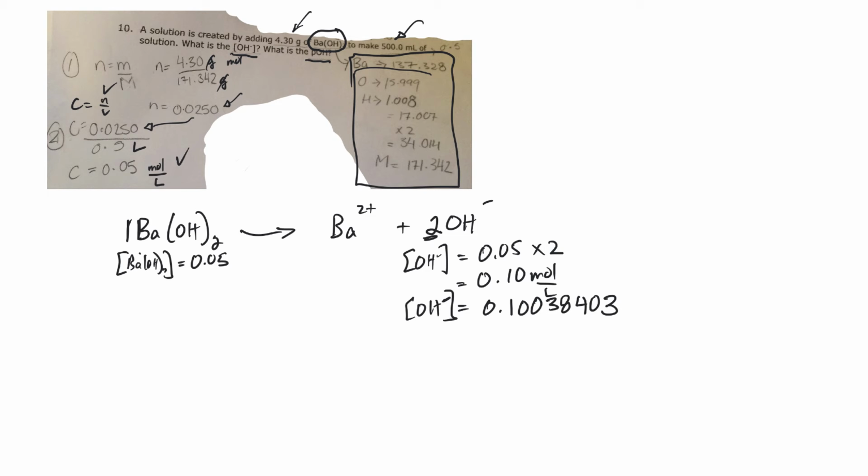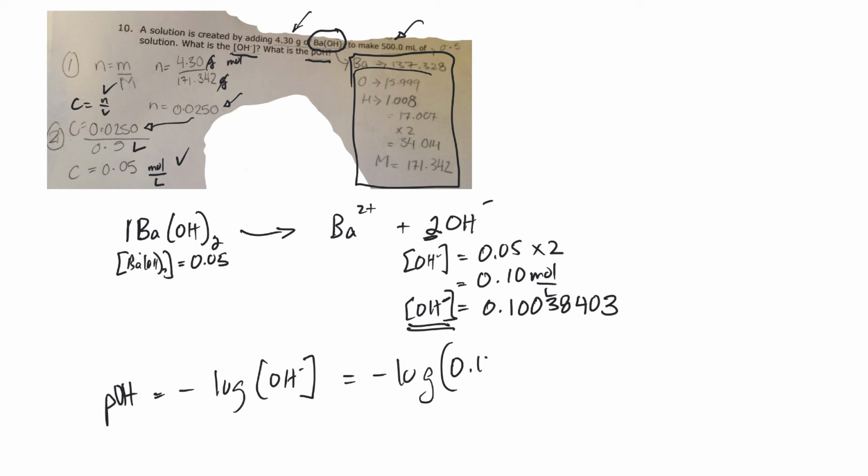So now I need to find the pH. So the pH will be negative, not the pH, here I'm getting mixed up. This is hydroxide ion concentration, so I'm finding pOH. So it'll be negative log of the hydroxide ion concentration, or negative log of 0.10038403. So let's not round any numbers till we get right down to the end.